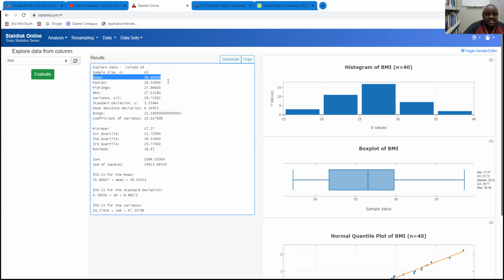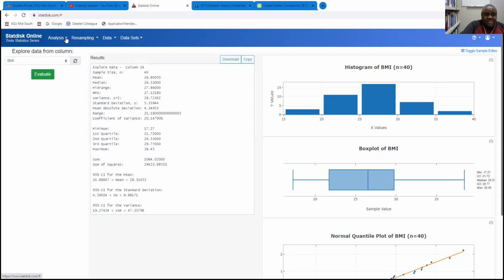The mean, let's say to 1 decimal place, that's going to be 26.6. You also need the standard deviation, which in this case is 5.36, rounded to 2 decimal places. Okay, it says 5.35944, but the 2 decimal places is going to be 5.36. Okay, so it's the 2 things you're going to need here.